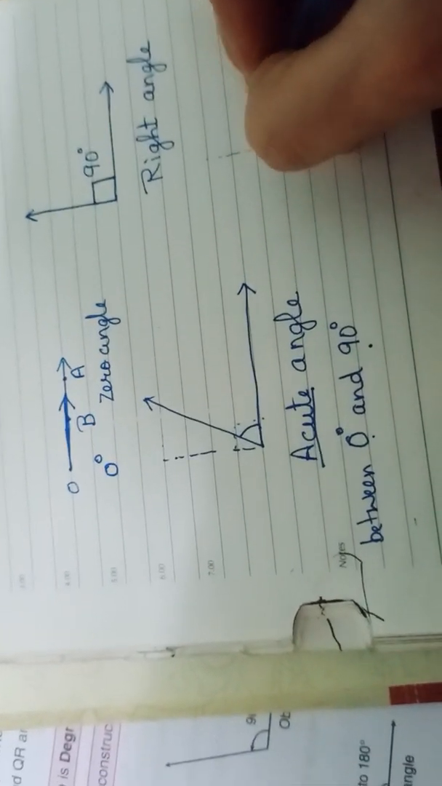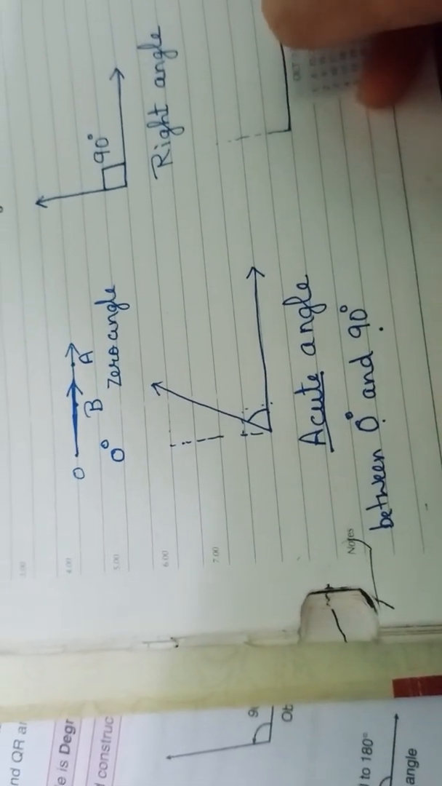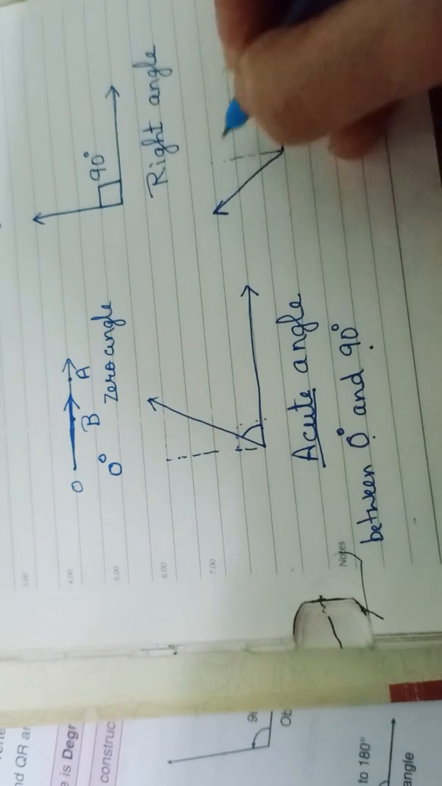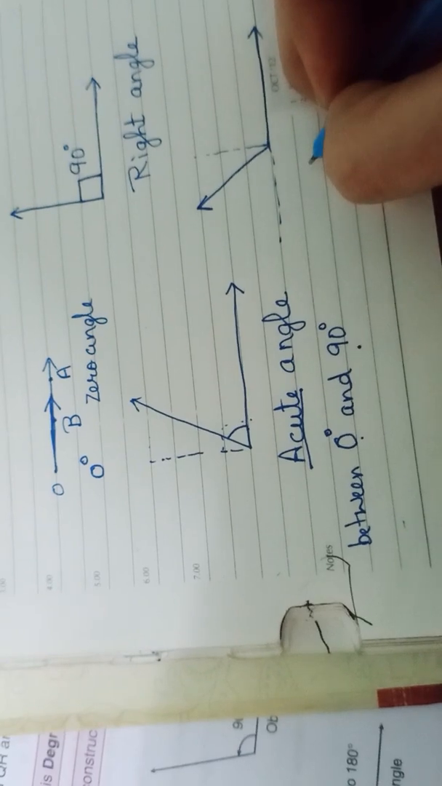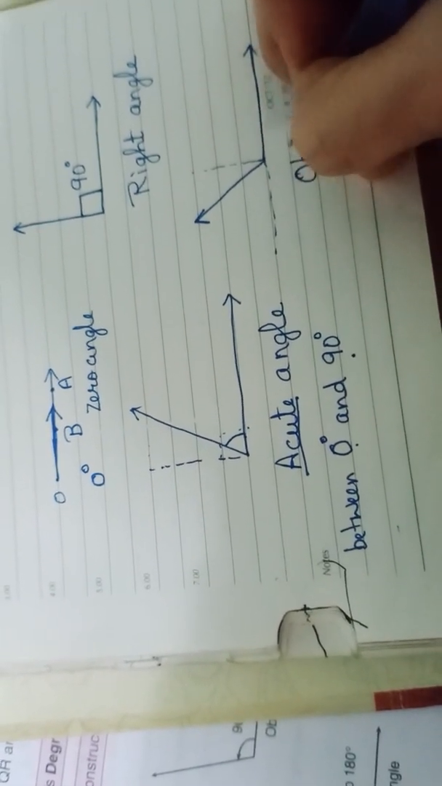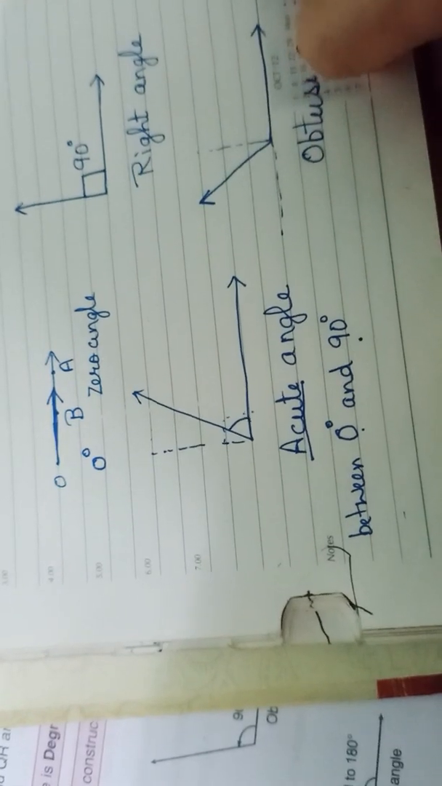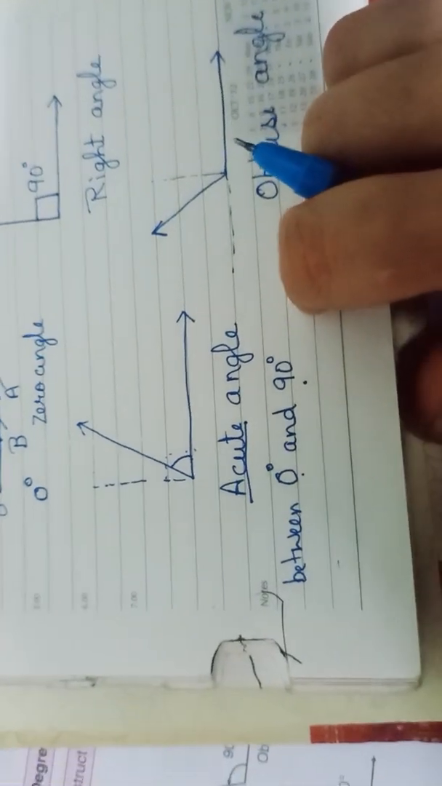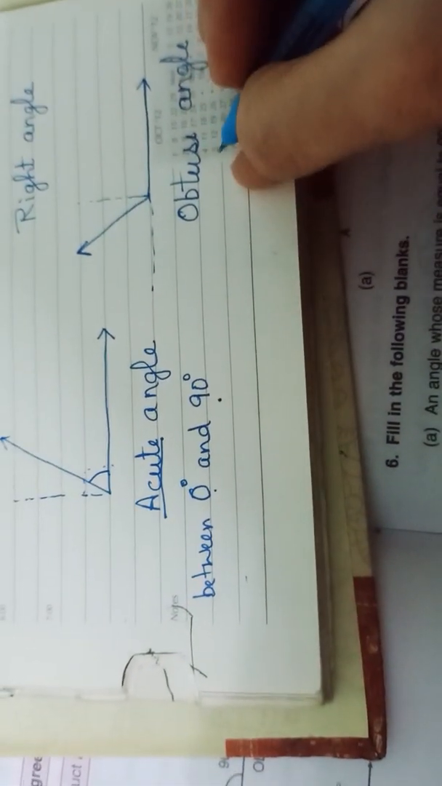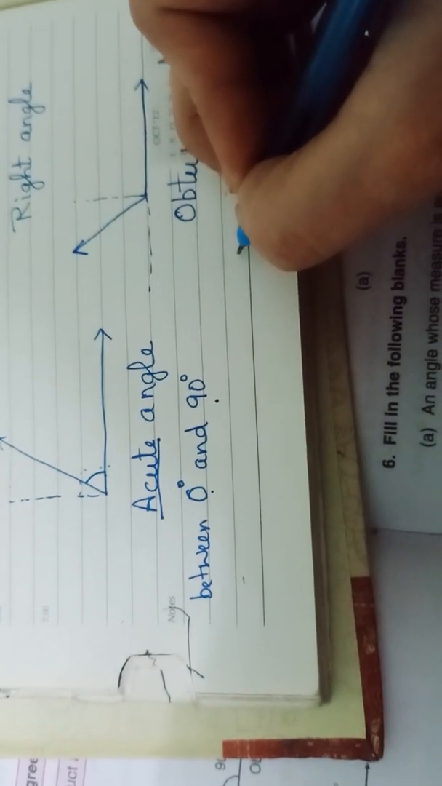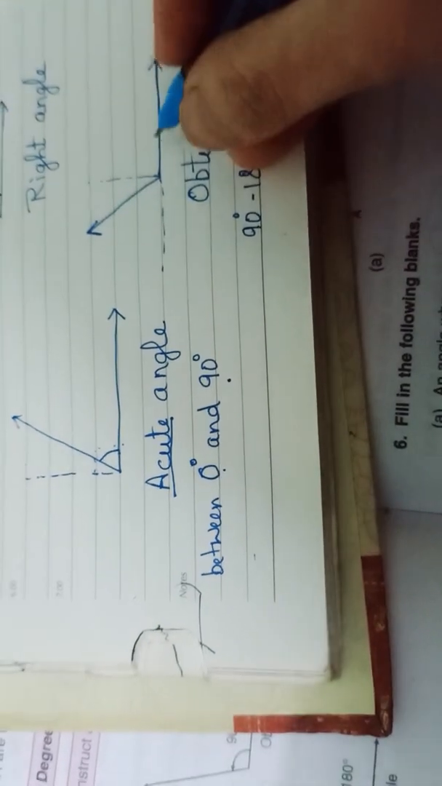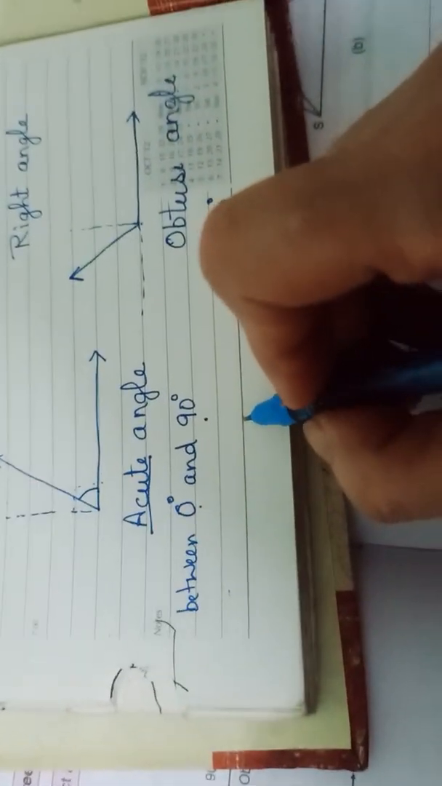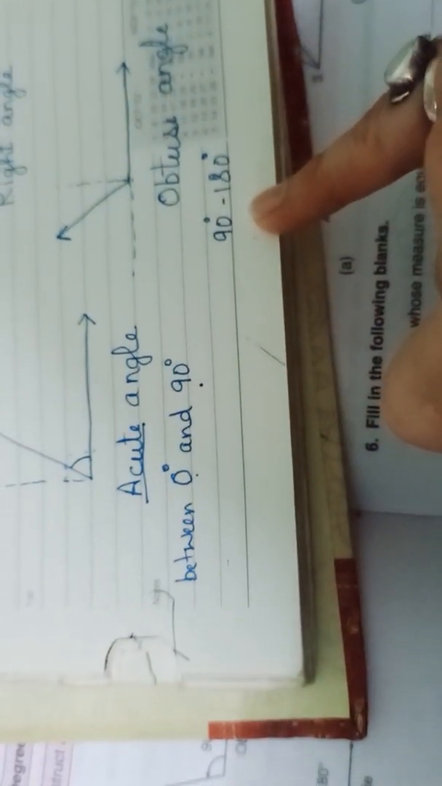When it is greater than 90 degree, then it will be called obtuse angle. When angle is between 90 degree and 180 degree, then it will be obtuse angle. More than 90 and less than 180, then it is obtuse angle.